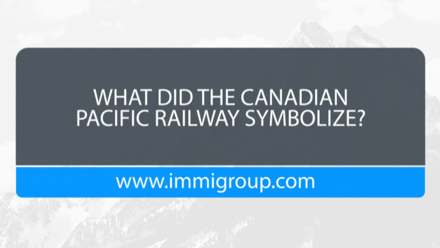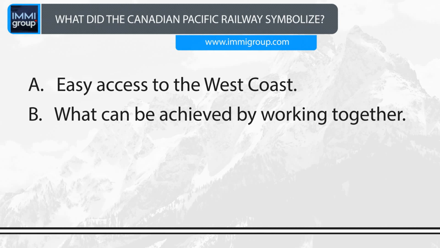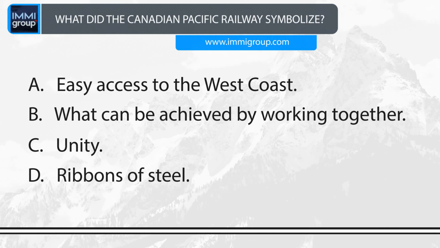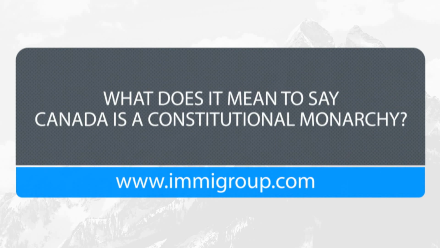What did the Canadian Pacific Railway symbolize? A. Easy access to the West Coast. B. What can be achieved by working together? C. Unity. D. Ribbons of steel. Answer. Unity.